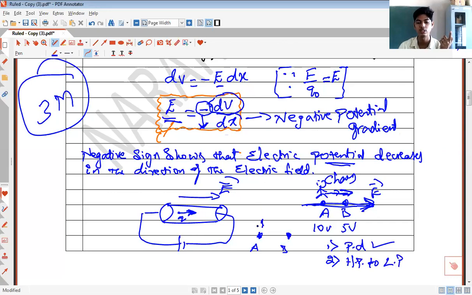Suppose the potential at this point is 10 volt and the potential at this point is 5 volt. The charge is at higher potential and point B is at lower potential. The charge by itself flows from higher potential point to lower potential point. It goes on its own, you don't need to do any work, right? So this is all regarding the ideas of potential. Just go through the relationship between electric field and electric potential. This is quite important, right?